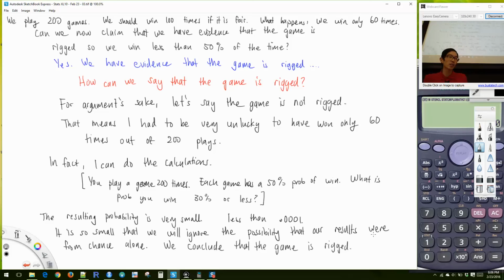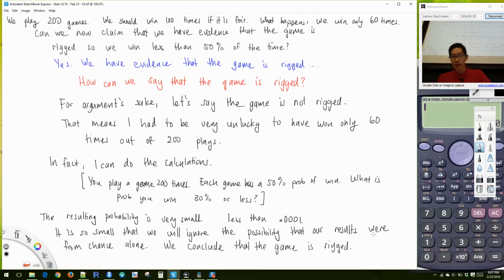Okay? On the other hand, if it turns out that there's a pretty high probability of getting our data from random chance, then we say, well, maybe it happened by random chance. Okay, maybe I just got unlucky. You know, when you win 3 games out of 10, you just say, well, that kind of sucks. All right, it's not proof that the game is rigged. It's not proof that the game is fair, but it's not proof that the game is rigged. However, if you play 200 games and you only win 60 games, then that's a lot more compelling evidence.